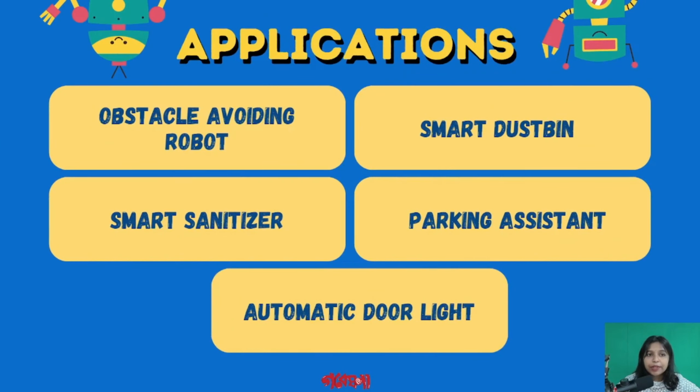The same concept can be used in many real-life applications. Obstacle avoiding robots that don't bump into wall. Parking assistance system helps car park safely. Automatic door lights turn on when someone comes near. Smart dustbin opens automatically when someone approaches. Smart sanitizer sprays sanitizer when you put your hand near or in front of it. So one sensor can be applied in many useful ways.